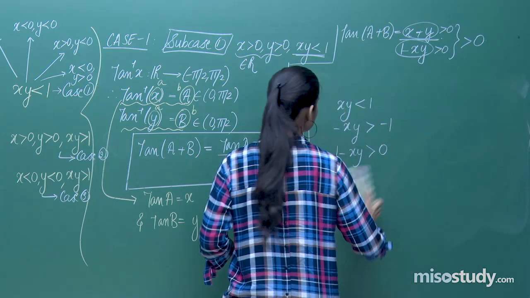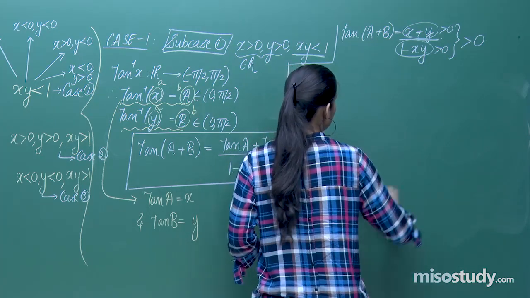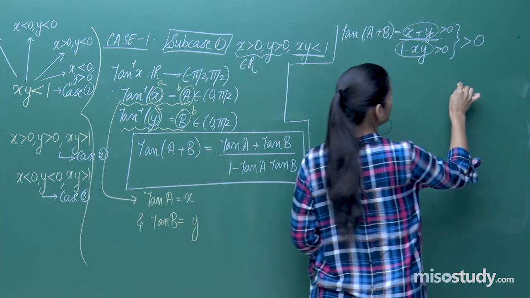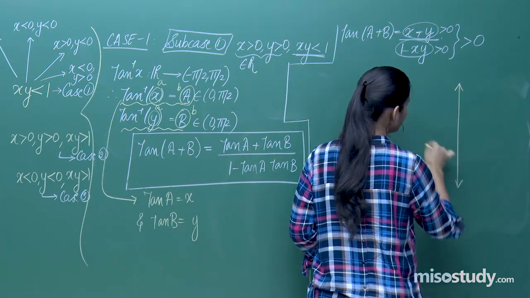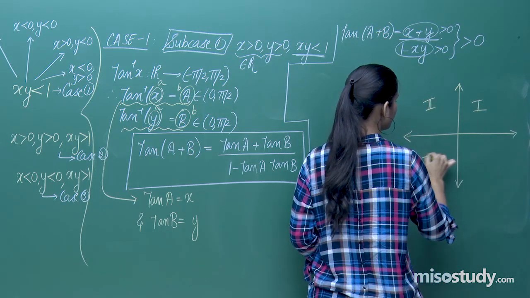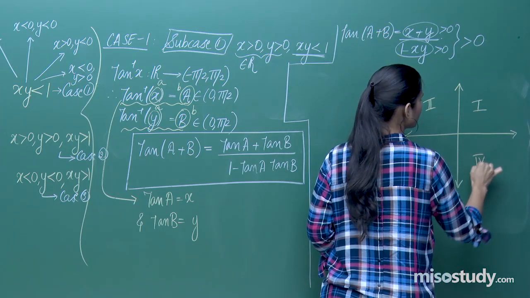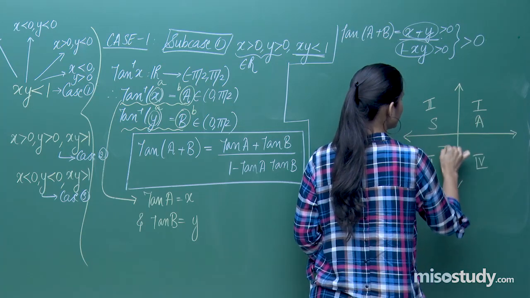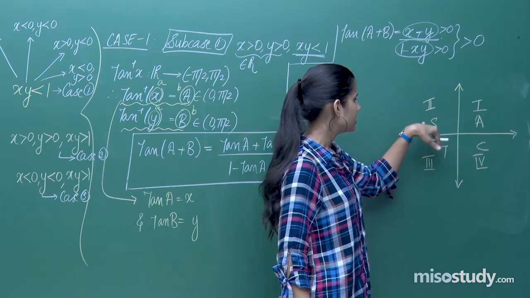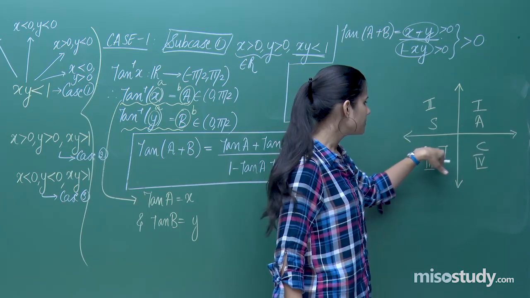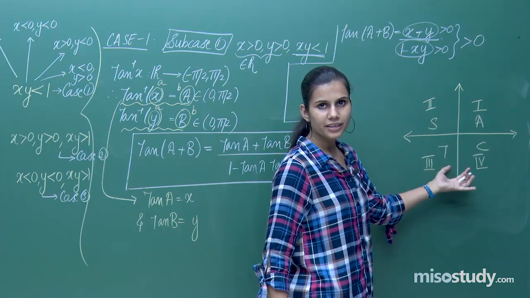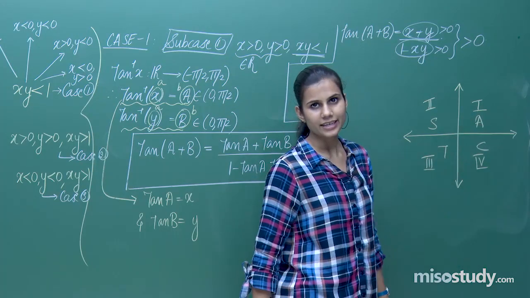That means tan of some angle is positive. In which quadrant is tan positive? Remember? This is first quadrant, second quadrant, third quadrant and fourth quadrant. The rule was ASTC. Here all are positive, here sin cos positive, here tan is positive, here cosec positive. So here understand, in the third quadrant tan is positive and in the first quadrant tan is positive.